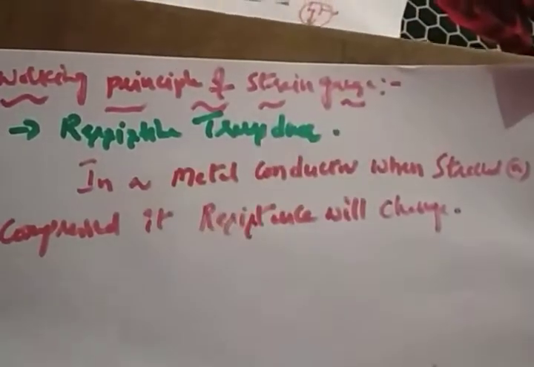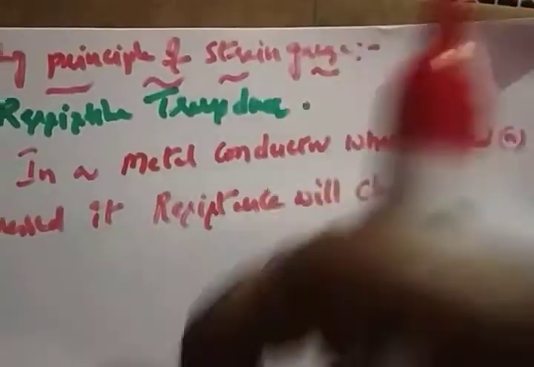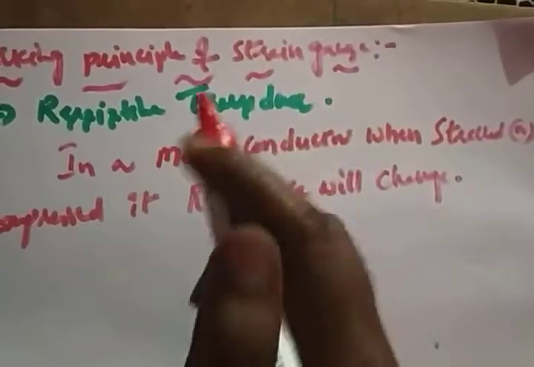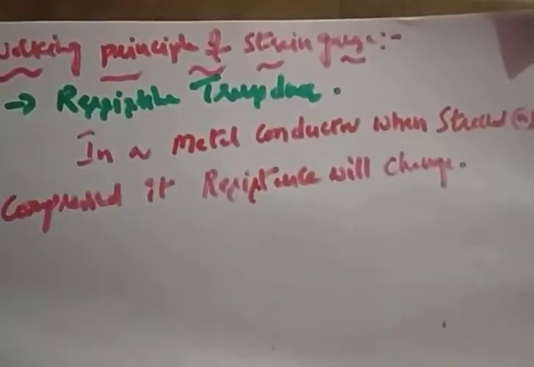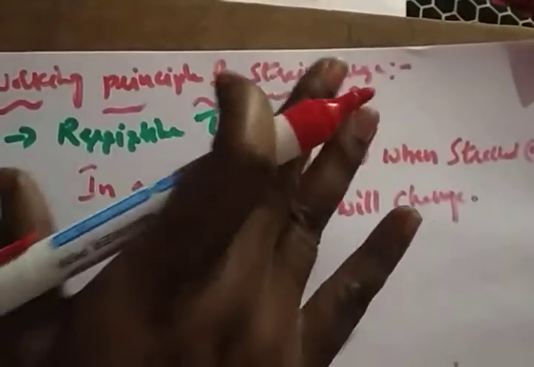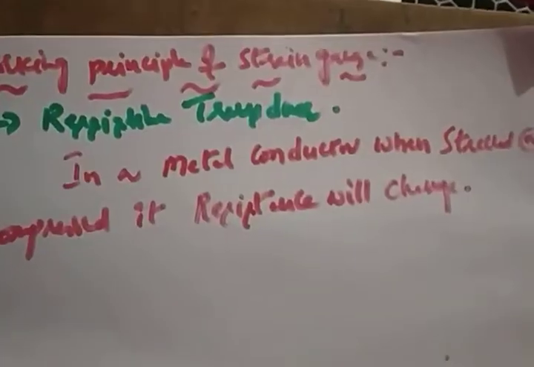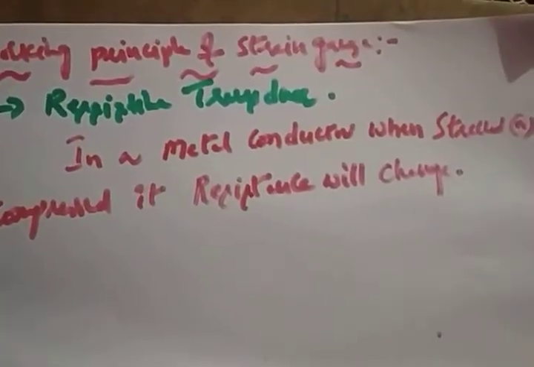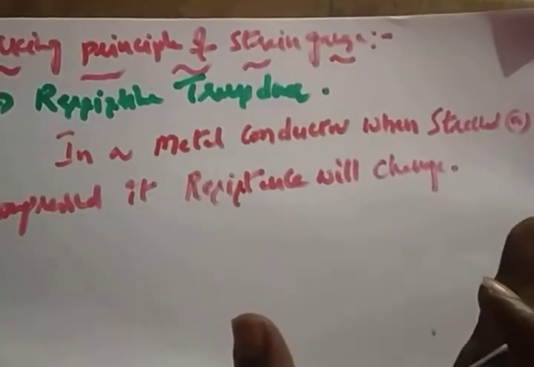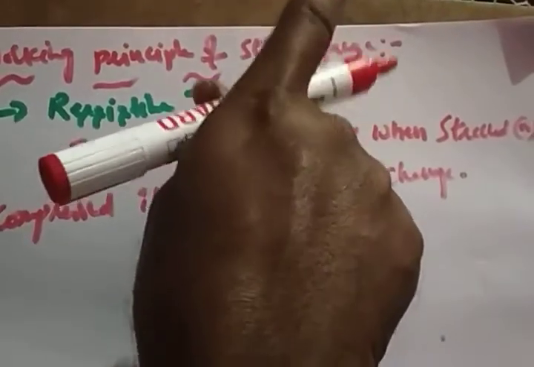In a metal conductor, when it is stretched, it means you are applying a stress or a strain, you are applying a force. Compressed also means we are applying a force. So with that, the metal conductor's resistance will change. We'll see how the resistance will change. If you measure the change in resistance, then whatever output voltage you get from the changing resistance is analogous to the stress, strain or force that you applied.